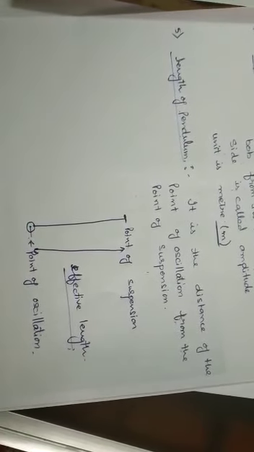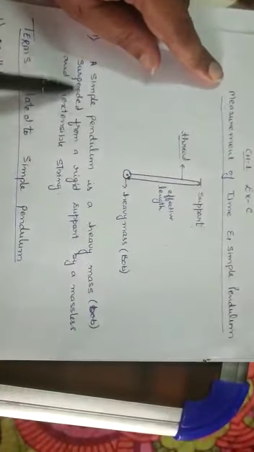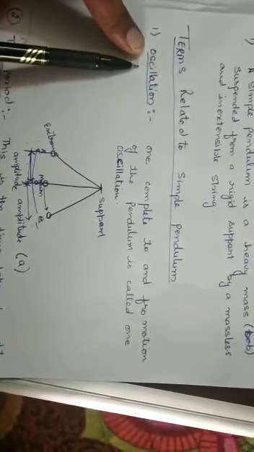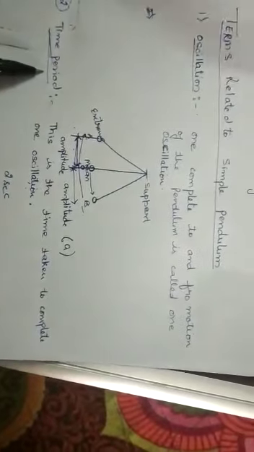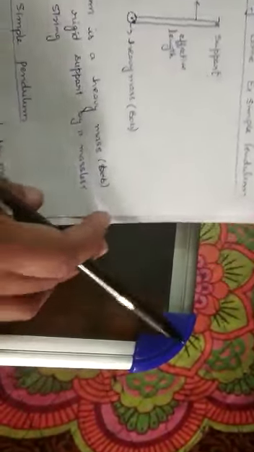So these are a few of the terms which are related to a simple pendulum. What we have done today: simple pendulum, definition of simple pendulum, oscillation. Some of the terms related to pendulum are oscillation, time period, frequency, amplitude, and the length of the pendulum. These definitions are all important from the exam point of view. So I recommend to underline them, or learn these definitions by heart.